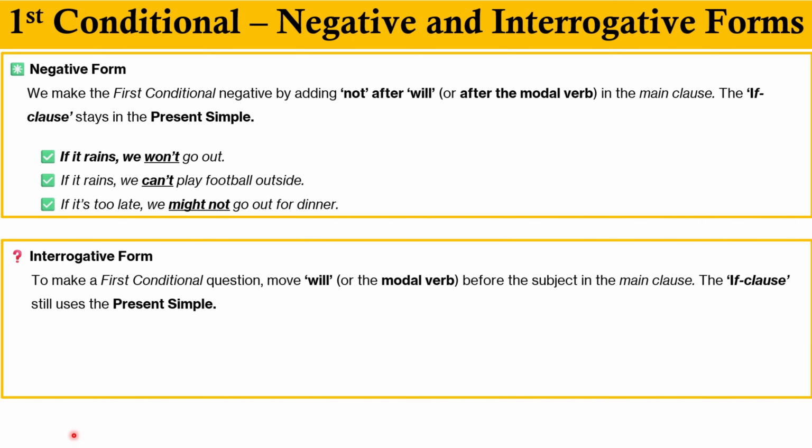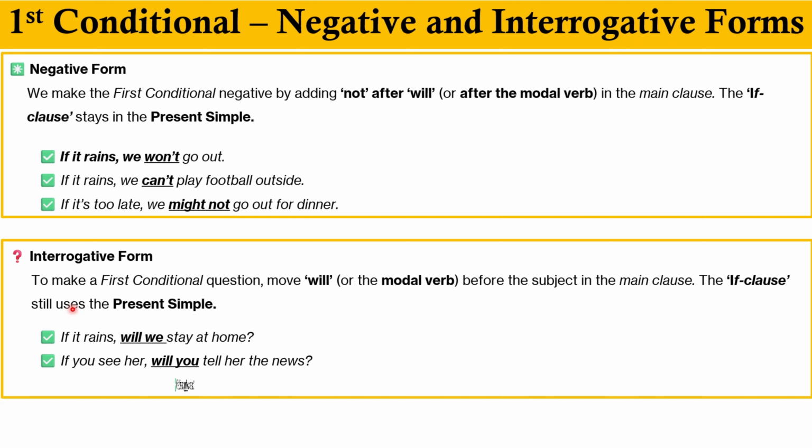To make a first conditional question, we move will or another modal verb before the subject in the main clause. The if clause still uses the present simple. It doesn't change. For example, if it rains, will we stay at home? If you see her, will you tell her the news? If he studies hard, might he pass the exam?